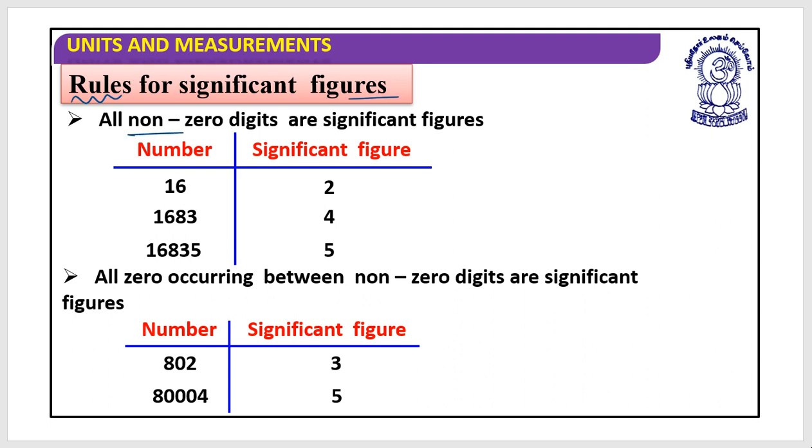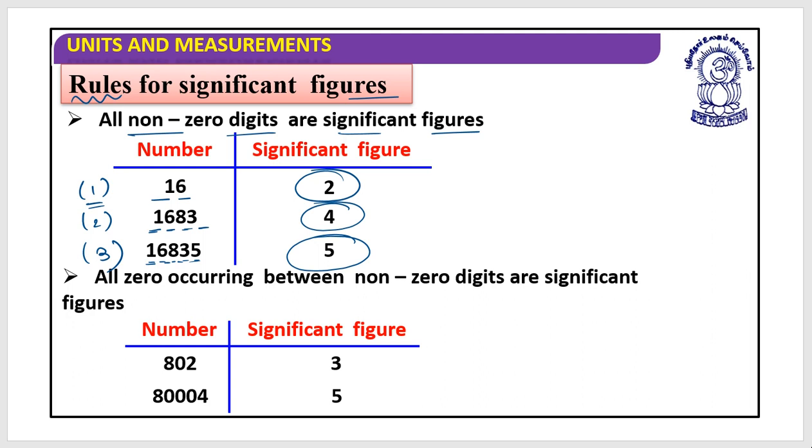First, all non-zero digits are significant figures. Let's say a number 16. It has a first digit and a second digit. Both are significant digits. Let's say the second number is 1683. How many digits are there? First, second, third, fourth. So it has four significant digits. Let's look at the third number, 16835: 1, 2, 3, 4, 5. Five significant figures. So all non-zero digits are significant figures.